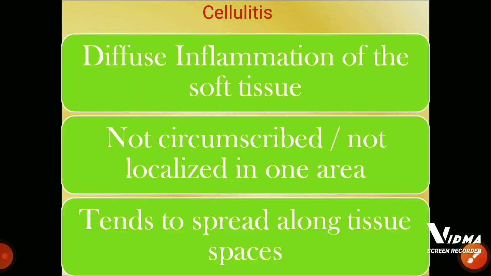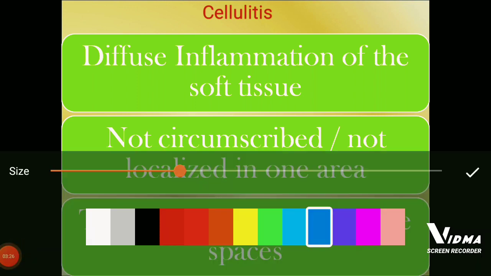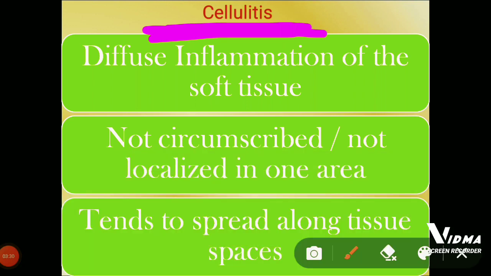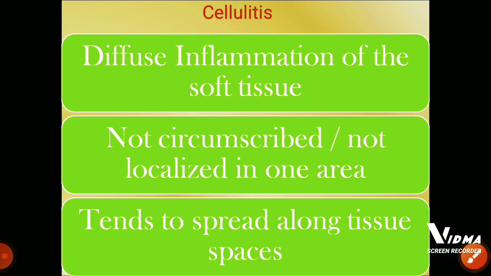The next is the main heading, the main topic of today's lecture: cellulitis. What is cellulitis? Its definition is very important. It is frequently asked in the viva. Diffuse inflammation of the soft tissue, and it is not circumscribed, not localized in one area, and tends to spread along tissue spaces. When it gets one space, then it gets another space, and it spreads from here to there.